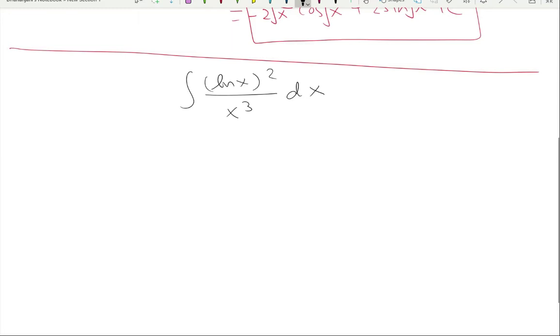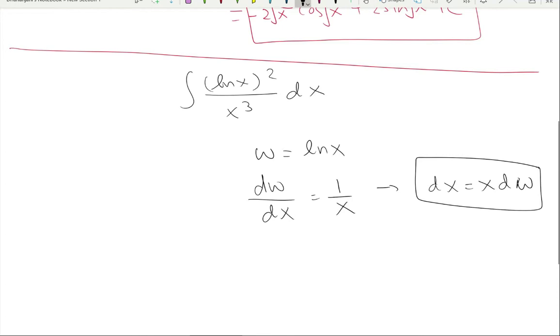So let's use it. So w is going to be natural log x. Now why do I use w instead of u? Well, we have to use integration by parts later. So that's coming. Let's see. So w is natural log x, purely that's the inside function. The derivative of natural log x is 1 over x. That means what is dx? x dw. Okay, so let's replace.